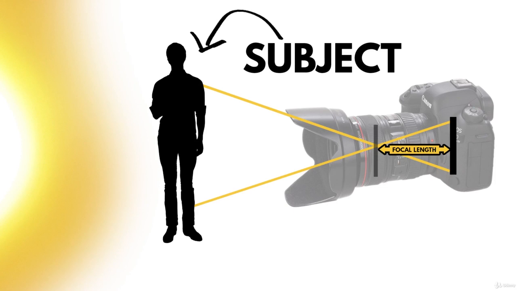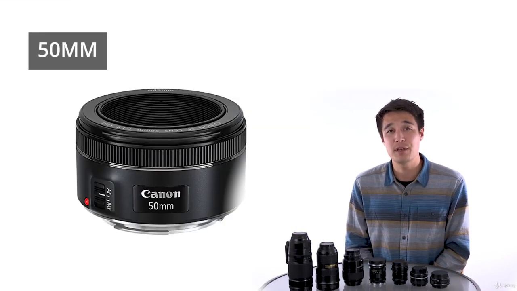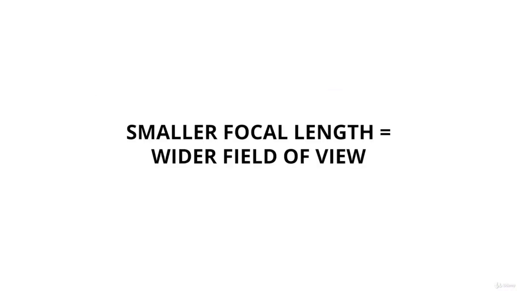Now this distance from where the light is converging to your sensor, that is the focal length. Additionally, I will mention the term field of view a few times in this lesson. Field of view refers to how much you can see through your camera depending on which lens you are using. The 50mm is considered the middle focal length of lenses. This is because the 50mm has no distortion and is more or less equivalent to how the human eye sees the world. As the numbers of the focal length get smaller, we get into wide-angle lenses.